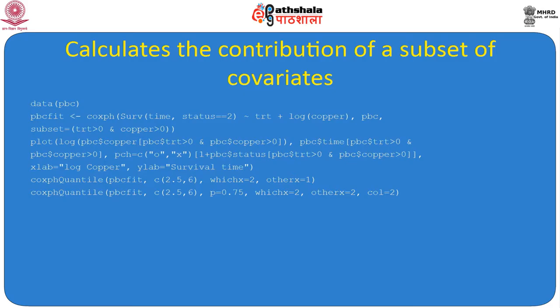Before producing the graph, we are also using the function coxph.quantile to get the quantile estimates into the graph. We are also putting the quantiles with another color for the 75% quantile. The first coxph.quantile gives us the first quantiles, and the 75% quartile, that is the third quartile, will be obtained by the second function, coxph.quantile, on the same data. In both cases we have used the PBC fit, and for the second one we put col equals 2, while for the first one we didn't put any color, so it will use the default color. Let's see the graphs.